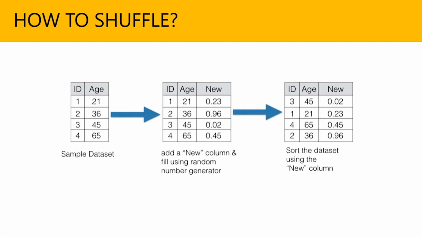Subsequently, on the far right side, you'll notice that you now sort the data set using that particular new column that was created, right? So this essentially shuffles the data. Once the data is shuffled, then you can divide the data into training and test data sets. Okay, so straightforward but important.